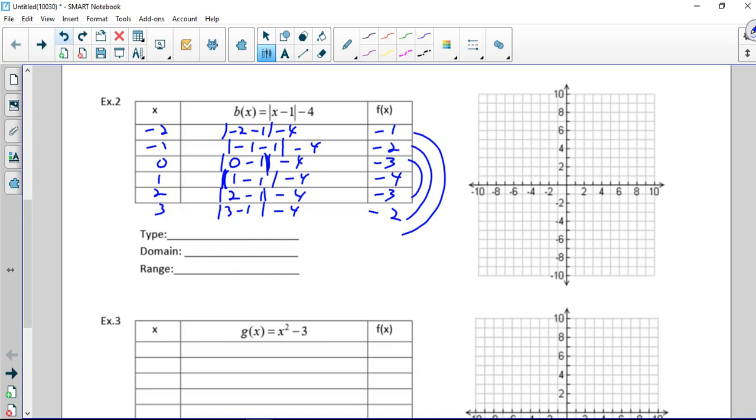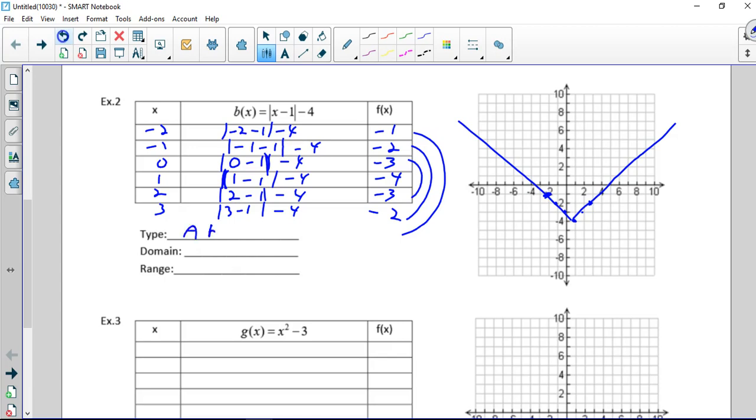So, -2, -1. -1, -2. 0, -3. 1, -4. 2, -3. And 3, -2. And where do we say the next one should be? 4, -1. You betcha. So there's that same V, but you can see that it just is dropped down and over one space. It's dropped down 4 and over 1.